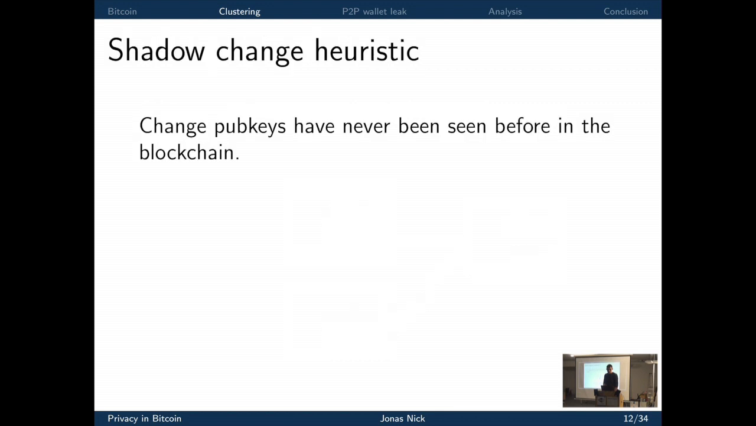So, next heuristic. That is called the shadow change heuristic, and this was introduced by a group at ETH. And this exploits the fact that basically the change is always a completely new pub key. At least in modern wallets, they create an entirely new pub key for the change. So it has never been seen before in the blockchain. And you can use that knowledge.